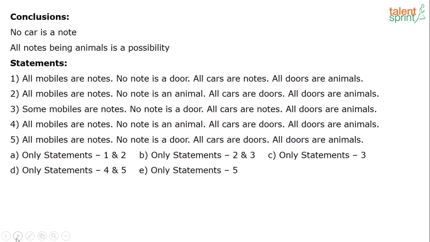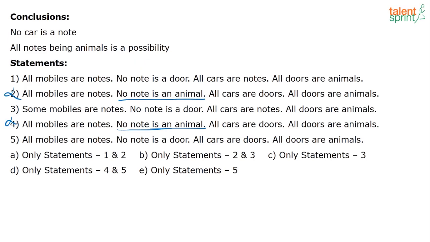The next question is there on your screen. No car is note, all notes being animals is a possibility. Now here again there is one negative statement, so the conclusion has to be negative. The conclusion given is all notes being animals is a possibility. If you just randomly see, there is a no in all the 5 statements. Now there is another clue in the question: all notes being animals is a possibility. And you look at this statement, no note is an animal. So this conclusion is not following. No note is an animal, right? This conclusion is also not following. So you have eliminated these two options directly.